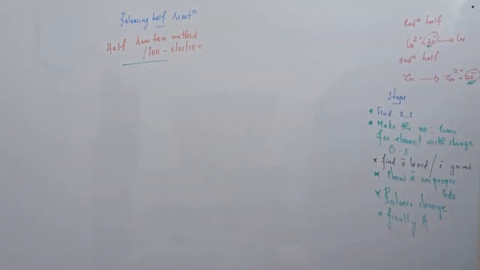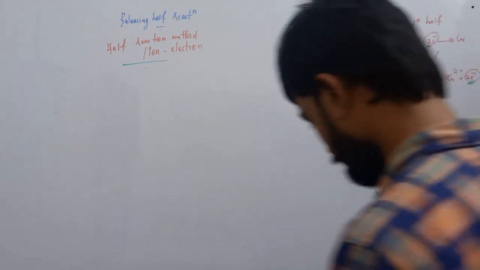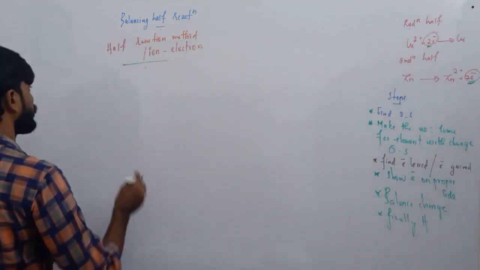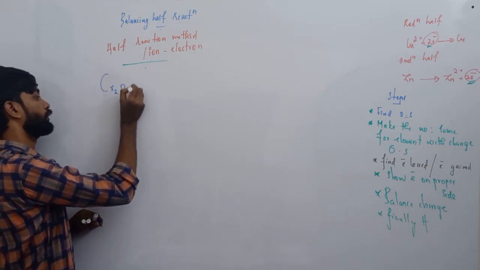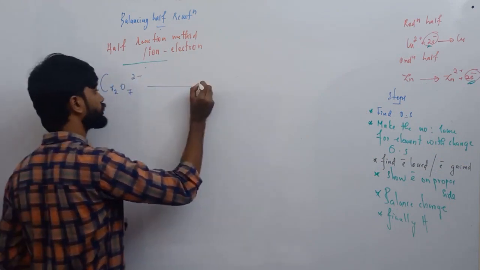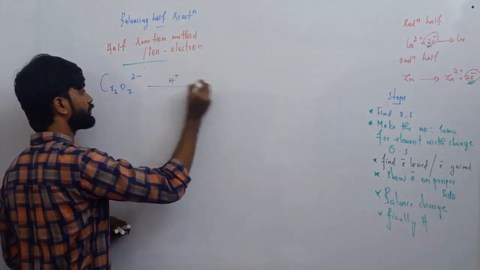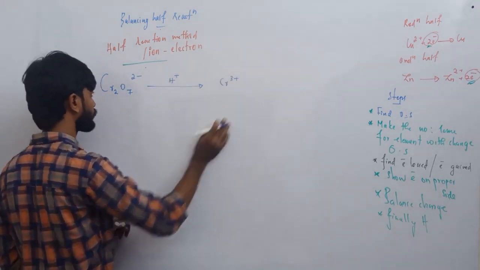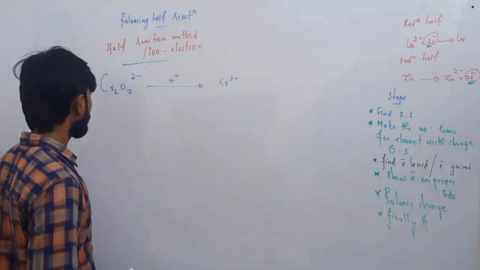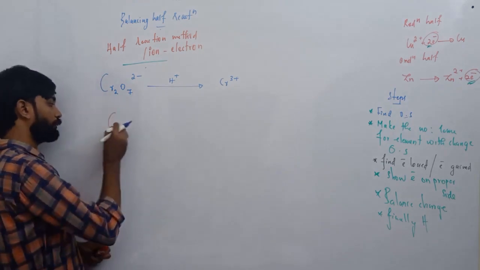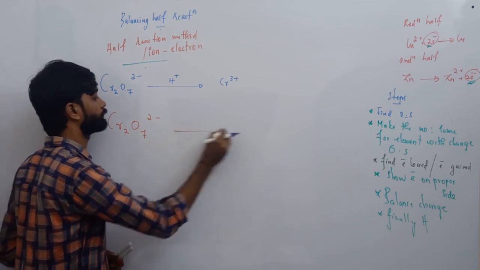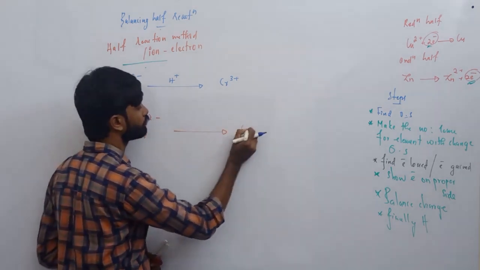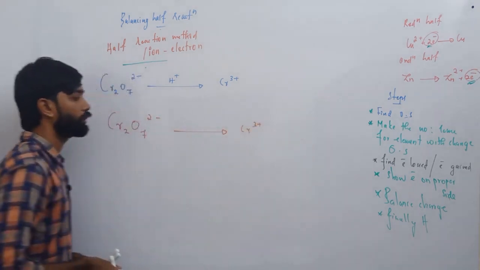Listen. We have the reduction half of dichromate. Cr2O7 2 minus, which is in acidic medium, turns to Cr3 plus. Let me write the half again. Cr2O7 2 minus becomes Cr3 plus. Find the oxidation state.